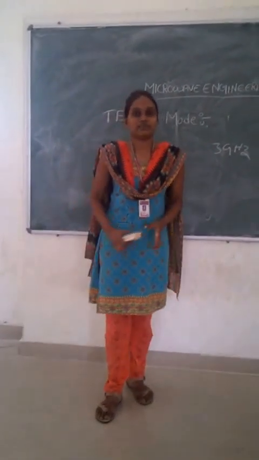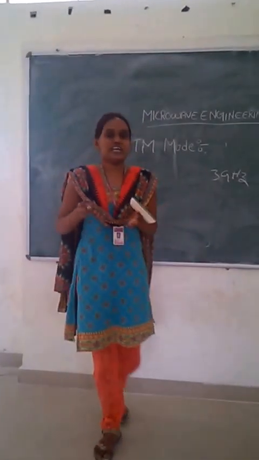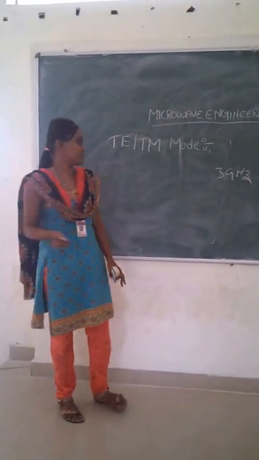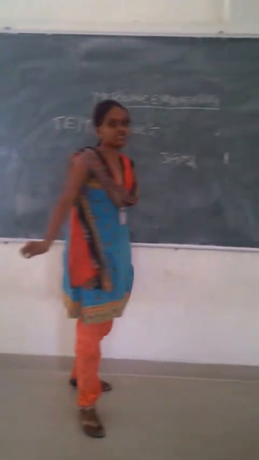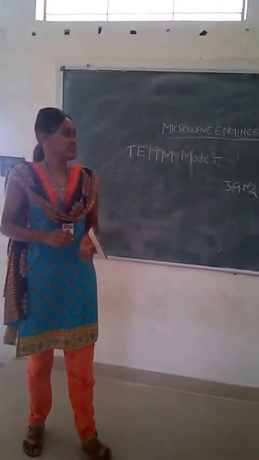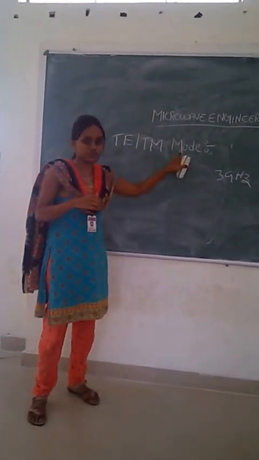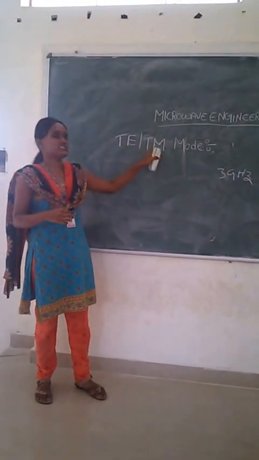What is waveguide? A metallic tube which can transmit the signals which have frequency above 3 GHz. That tube is known as waveguide. In that waveguide, there are infinite number of sheets. Those are called modes. What is TE? What is TM?